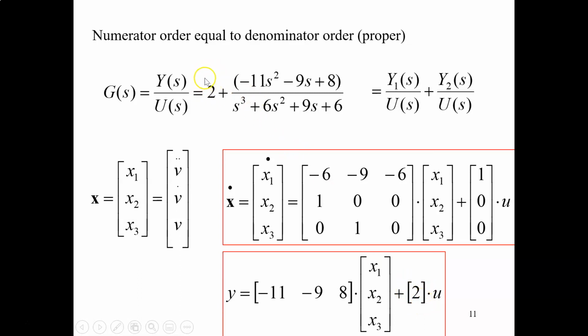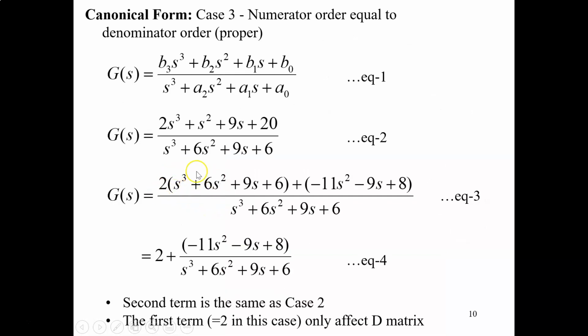Okay, so the extra term you got there, because you did a division there, just get rid of the s cubed on the top. This number goes to the D matrix. Okay, so these are the rules. When you see a format like that, the last three terms in the denominator, so -6, -9, -6, that goes to the first row of A matrix. The numerator terms go to the C matrix. This extra term goes to the B matrix.